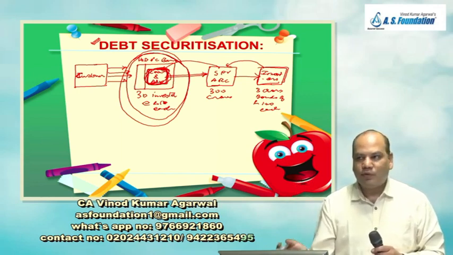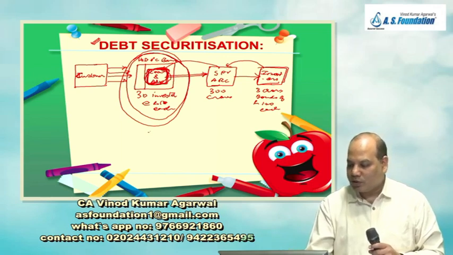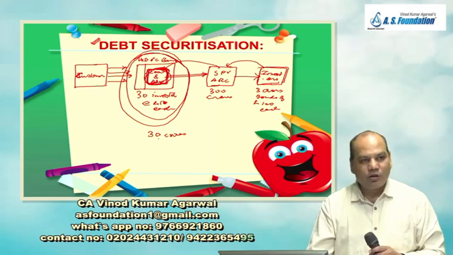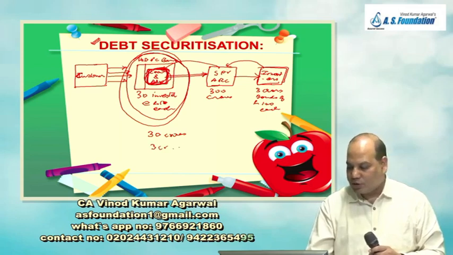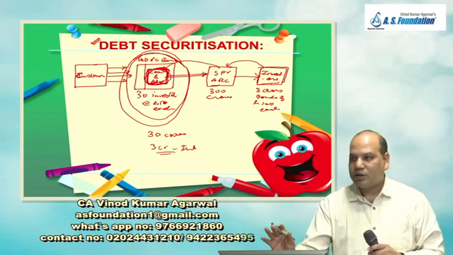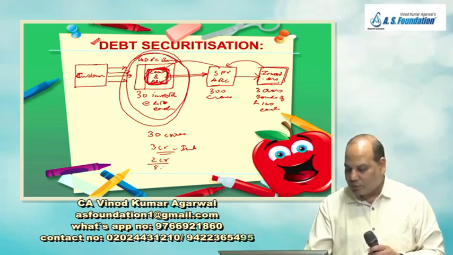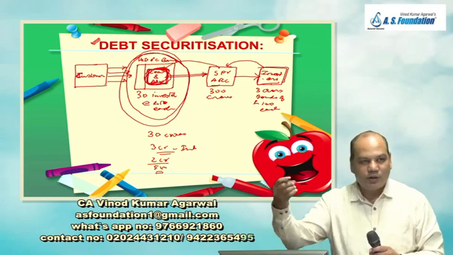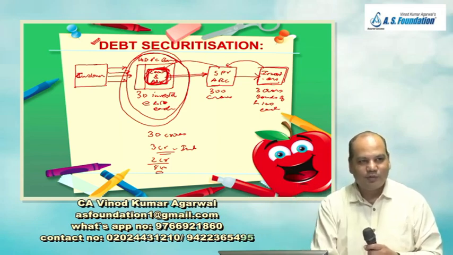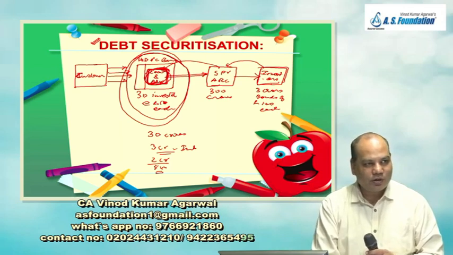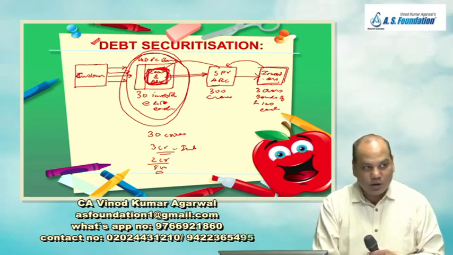What is the cash flow from this loan? Suppose you have given 30 crore rupees to a person. At the end of the year, he will give you only 3 crore rupees interest. That's it. Maybe some installment, 2 crore. 5 crore rupees he will generate and it will sit in the balance sheet till next year now. No further cash flow generation. So it becomes an illiquid asset.